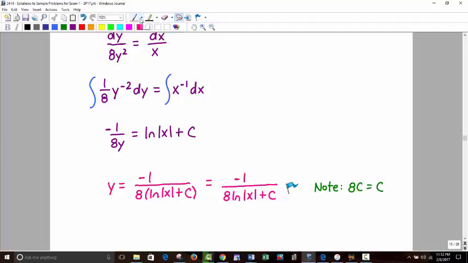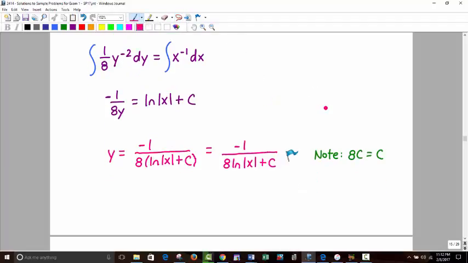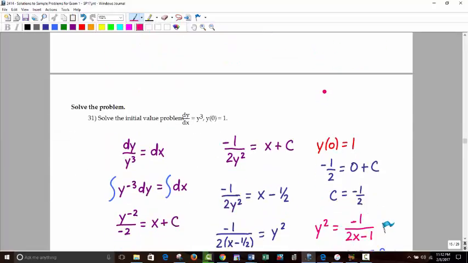All right. Now we have an initial value problem where it gives us this condition y of 0 equals 1, and that just means we're able to solve for the value c. So your final answer here will not have plus c in it.